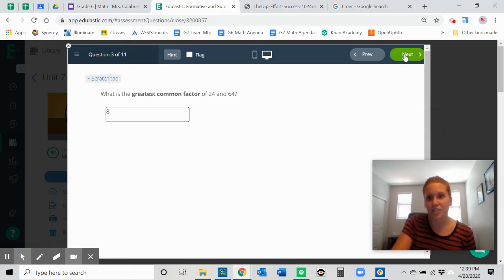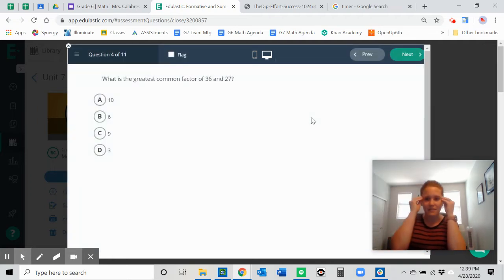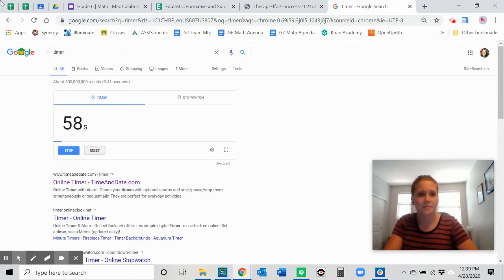All right, we're going to move on to question 4. You're going to do a question just like this to solidify all of that learning so that you can then do it on your test tomorrow. Go ahead and find the greatest common factor of 36 and 27, and then meet me back here. Timer is set for 1 minute. Go. We are answering question 4.